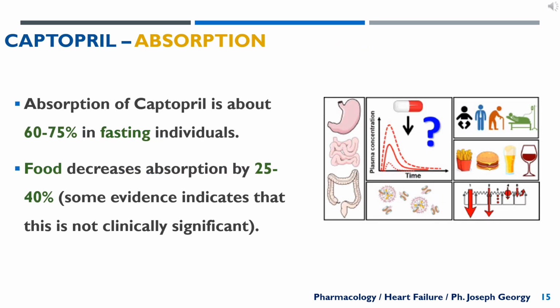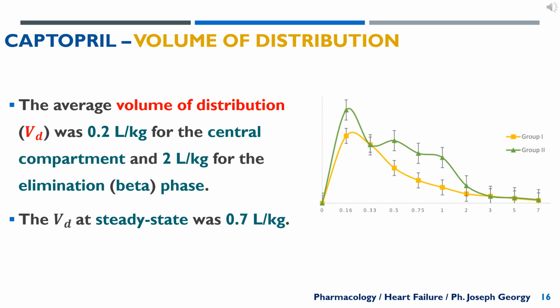Absorption of captopril is about 60 to 75% in fasting individuals. Food decreases absorption by 25 to 40%. Some evidence indicates that this is not clinically significant. In one study, the average volume of distribution, or VD, was 0.2 liters per kilogram for the central compartment and 2 liters per kilogram for the elimination or beta phase. The VD at steady state was 0.7 liters per kilogram.